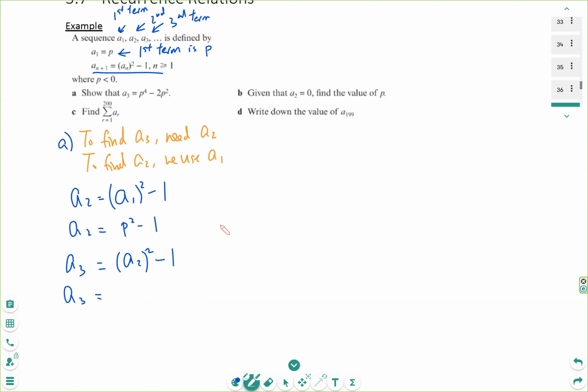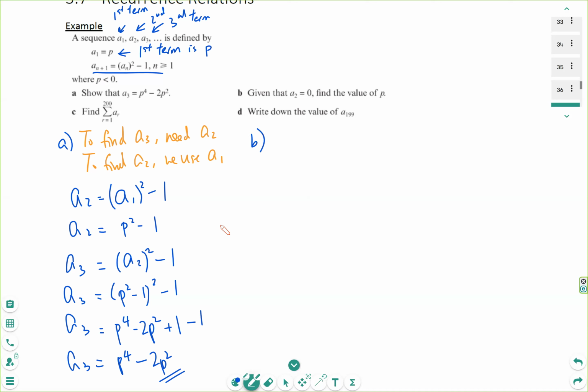Okay, you work on a3. So a3 is a2 squared minus 1, which is (p squared minus 1) squared minus 1. Expand the bracket. So p squared squared is p to the power 4. p squared times 1 is p squared, times double it is 2p squared. Minus 1 squared is 1. And then subtract the 1. So a3 equals p to the power 4 minus 2p squared. Proven. Part A.